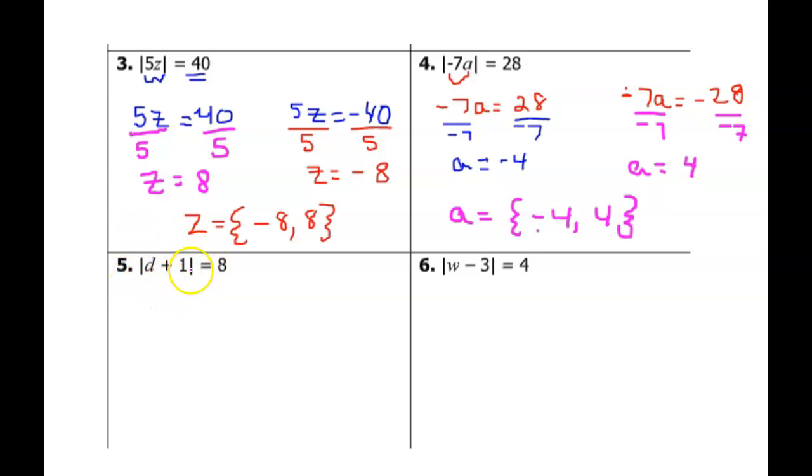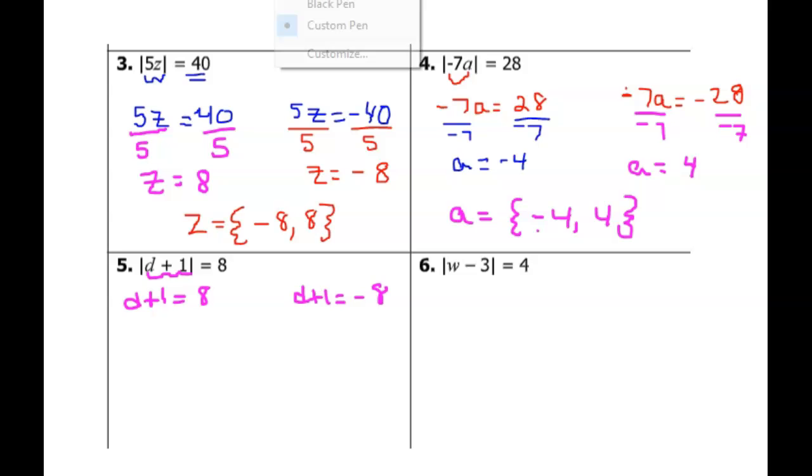Is the absolute value by itself? Yes, it is. So I go inside. I take d plus 1. I'm going to set it equal to 8. And then d plus 1 set equal to -8. So, I have d plus 1 equals 8. Then d plus 1 equals -8.